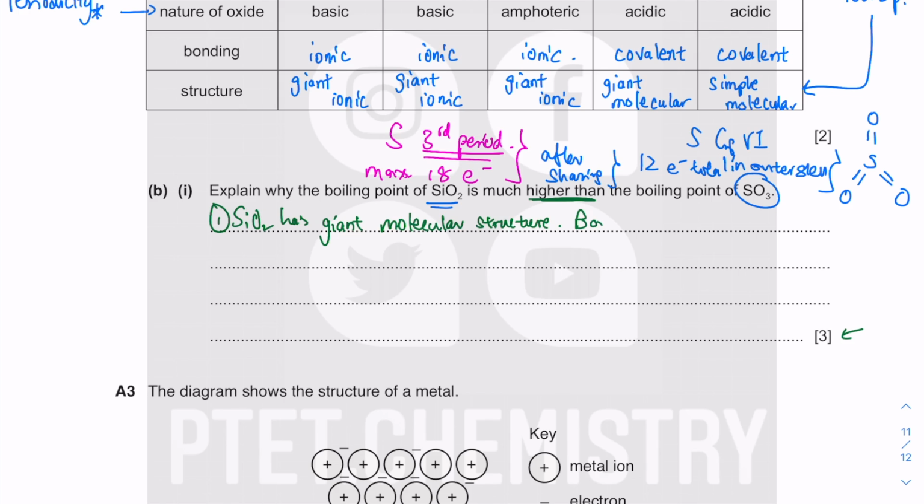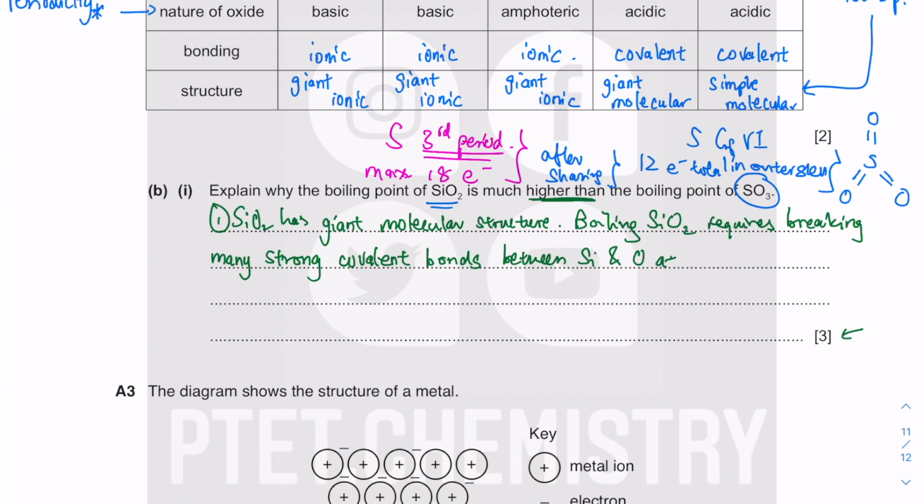So boiling SiO2 requires breaking many strong covalent bonds. This is how you explain melting or boiling for a giant molecular structure. So we are breaking many strong covalent bonds for a giant molecular structure, and this is between silicon and oxygen atoms. I don't want to compare them yet, so I'll start by talking about SO3 first.